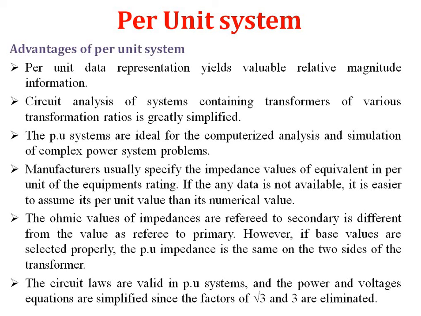The ohmic value of impedance referred to the secondary is different from the value referred to the primary. However, if base values are selected properly, the per unit impedance is the same on the two sides of the transformer. The circuit laws are valid in the per unit system, and the power and voltage equations are simplified since the factors of root 3 and 3 are eliminated.